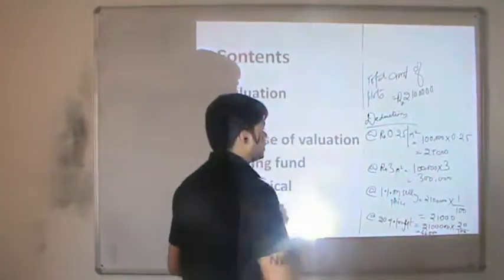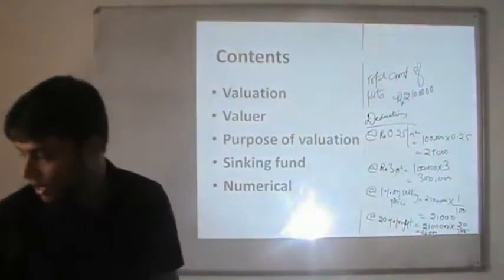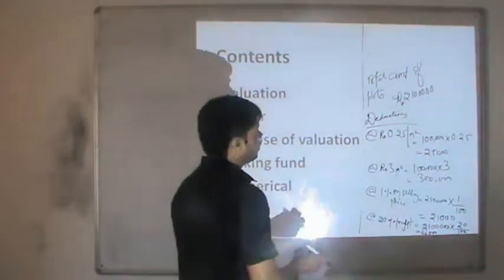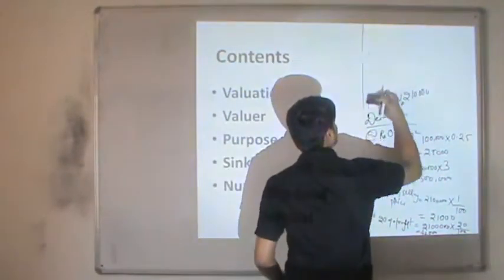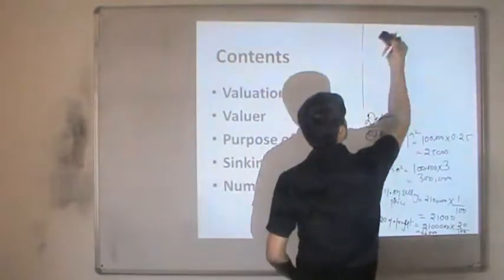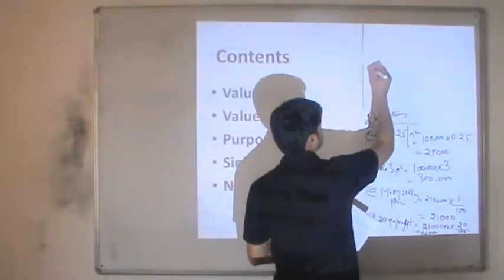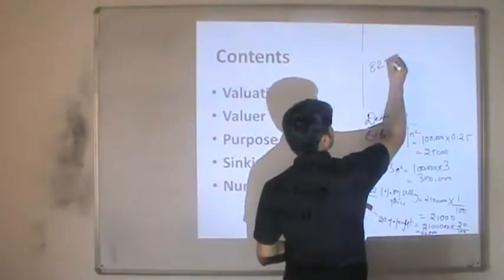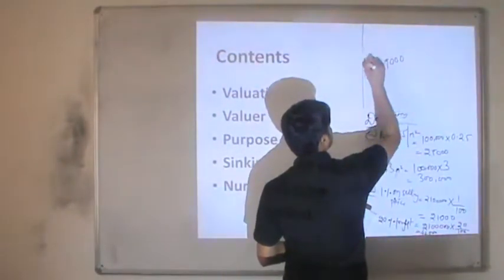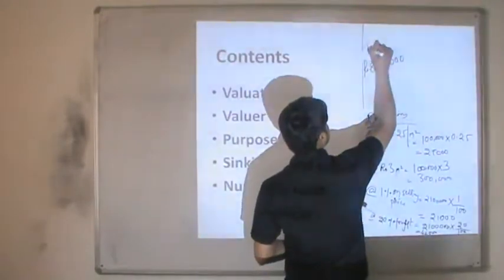Now we will add all these deductions, and after adding all these deductions, we get the total deductions applied on the land, which is about 8,29,000 rupees. This is the total deduction.